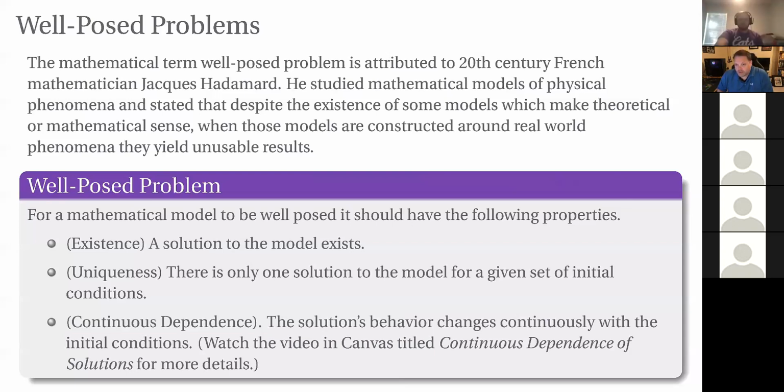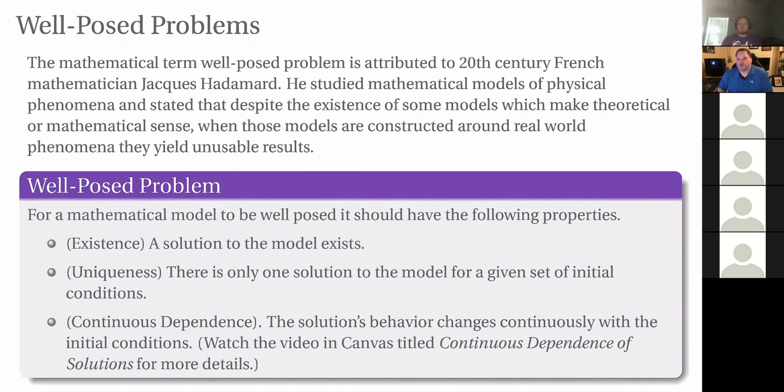The third one is a tricky one. It's called continuous dependence. Continuous dependence means that if you have two solutions which start close to one another, so if their initial data is close, then those solutions remain close for a small period of time. They can diverge over time, but at least initially they remain close together.